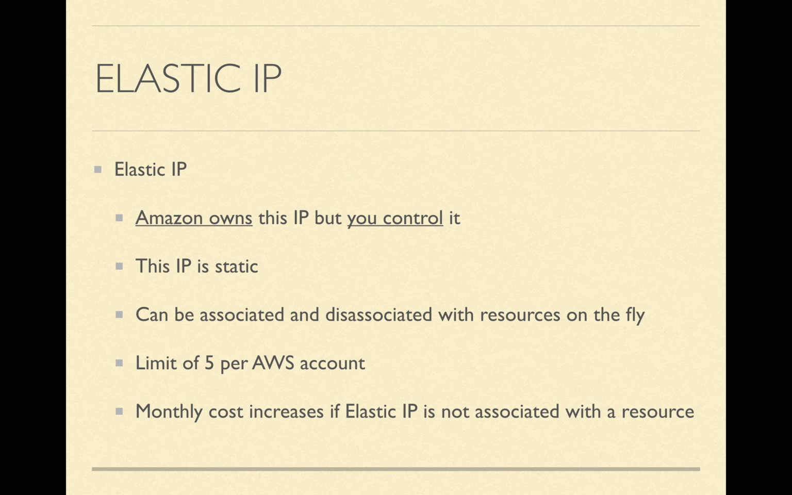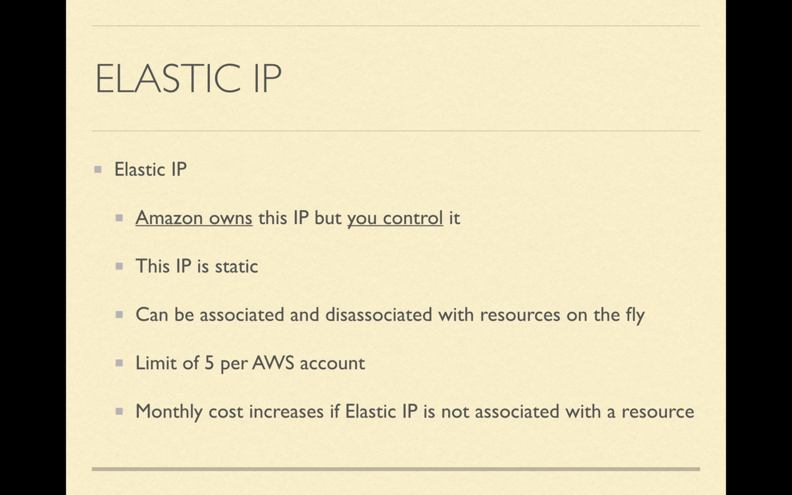Now, the third type of IP is the elastic IP. And the difference here is that Amazon owns this IP, but you control it. So this IP is static, and this IP can be associated and disassociated with Amazon resources on the fly. And I think that's why they call it elastic IP, because you can just change it. It's elastic. You can change this IP to be associated with this server, then you can change it to be associated with another server. So I think that's where the name elastic comes from.